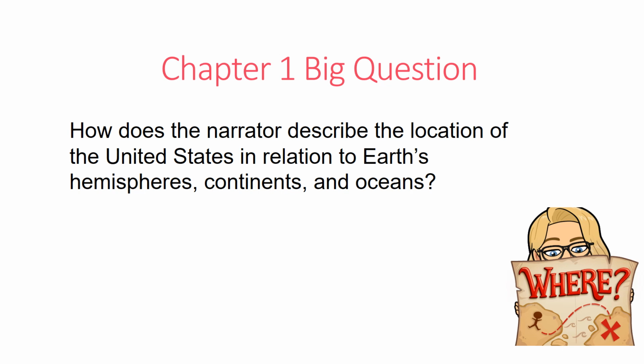So our chapter 1 big question. So our big question is, how does the narrator describe the location of the United States in relation to Earth's hemispheres, continents, and oceans? So basically this question is asking you, where is the United States in the world around us? Let's listen for that as we're reading the first chapter today.